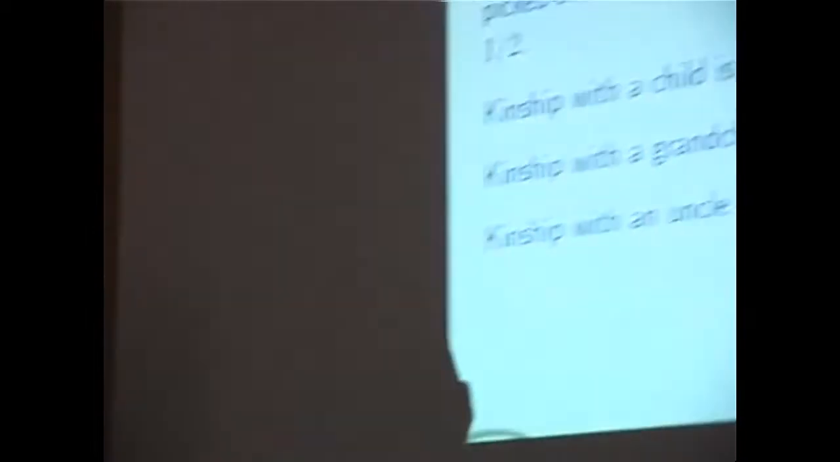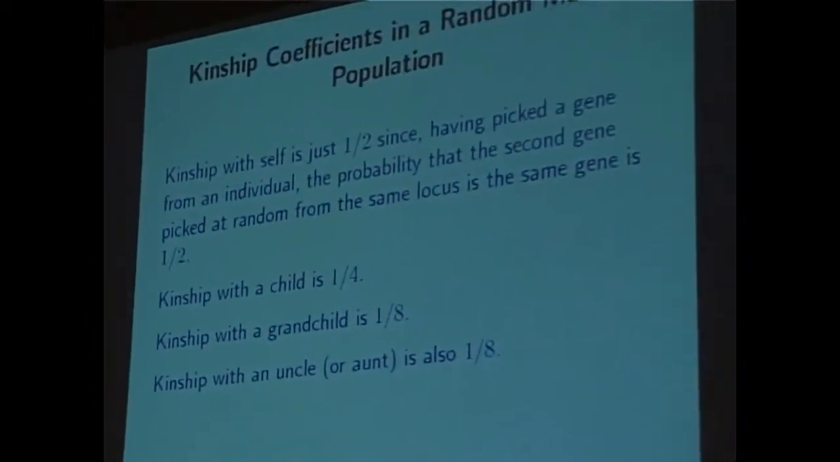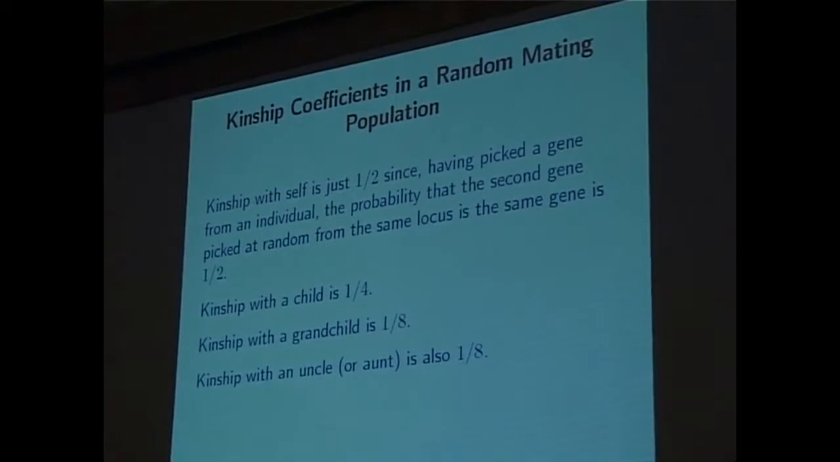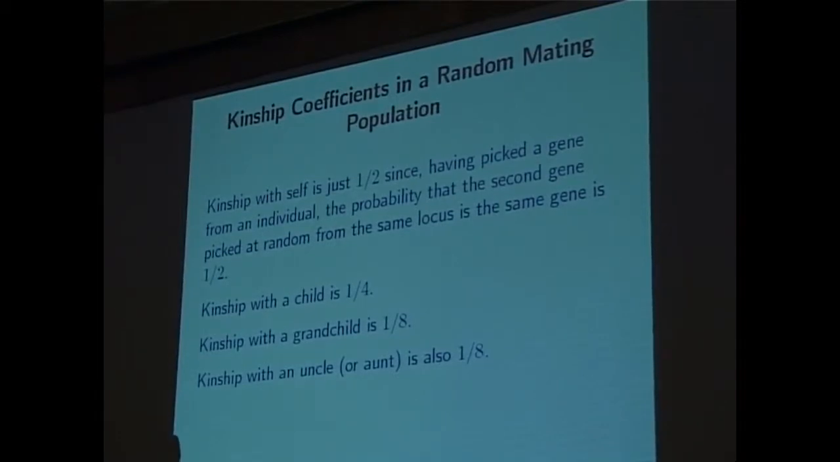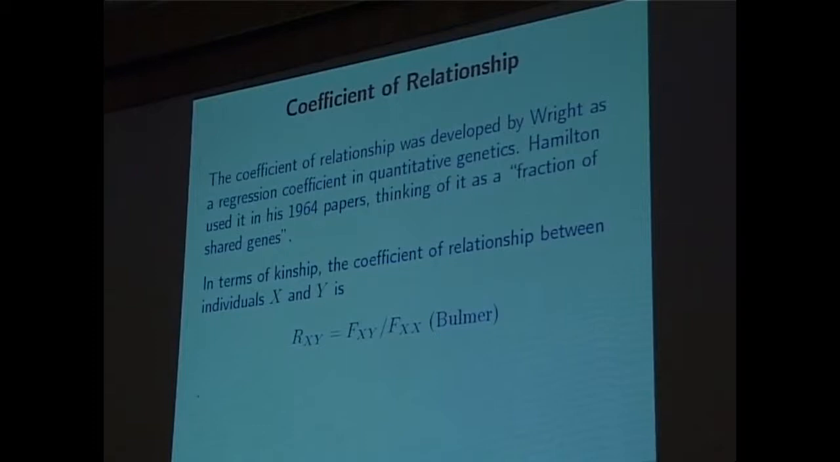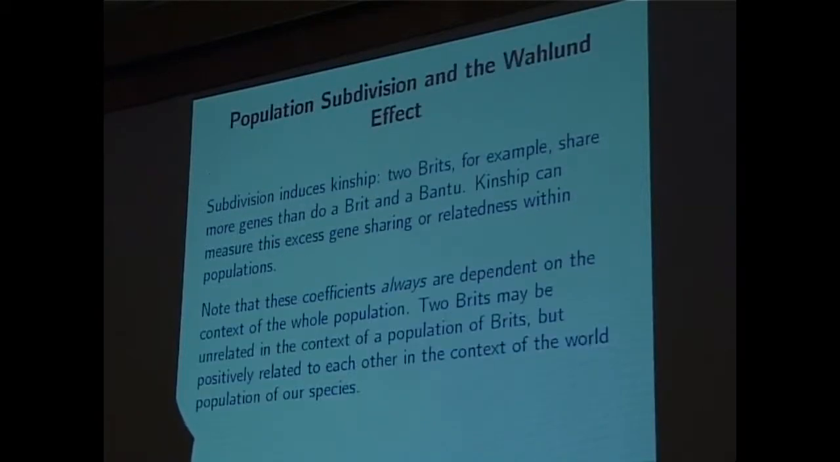So in a random mating population, kinship itself is 1/2. With a child it is 1/4. With a grandchild it is 1/8. Uncle or aunt is 1/8. And these are familiar from genetics textbooks. Well, if we want to go back to the coefficient of relationship, it's the ratio of kinship between two individuals to kinship with self. So we can go back to Hamilton's original equations at any time, but they're very difficult with relationship.